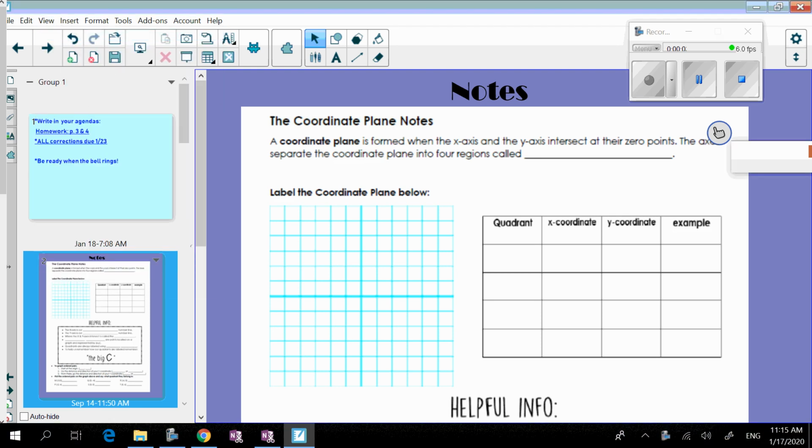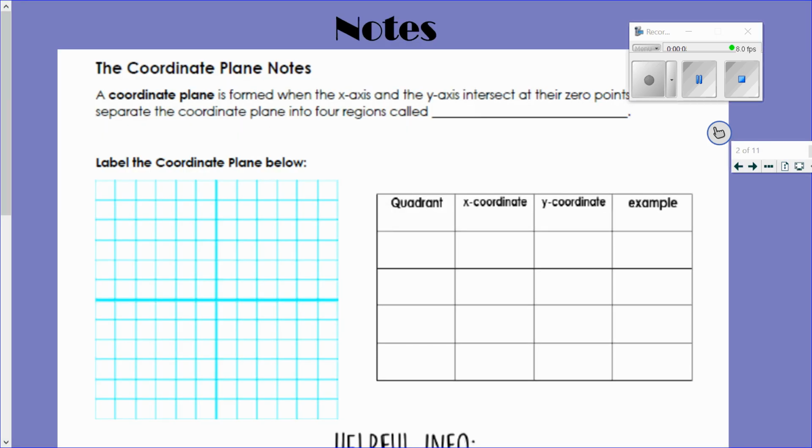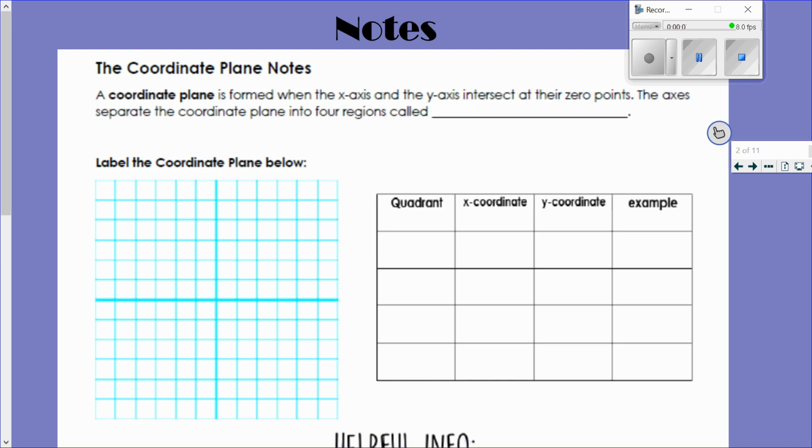Today, what we're going to talk about is the coordinate plane. Most of you have probably graphed points in the past, so this shouldn't be totally new. How many of you, by raise of hand, have actually plotted points in a coordinate plane before? Raise your hand.